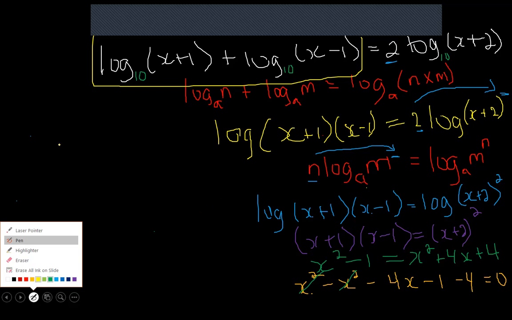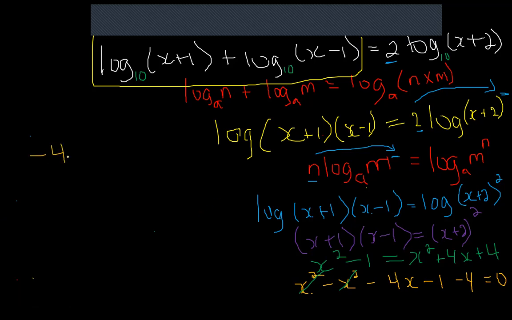So what am I left with? I'm left with minus 4x minus 1 minus 4, that's minus 5. And this is going to be equal to 0. Because this is no longer a quadratic, why is it no longer quadratic?